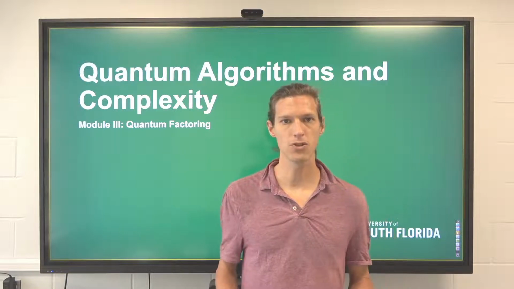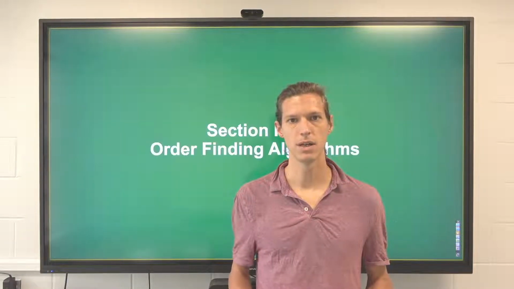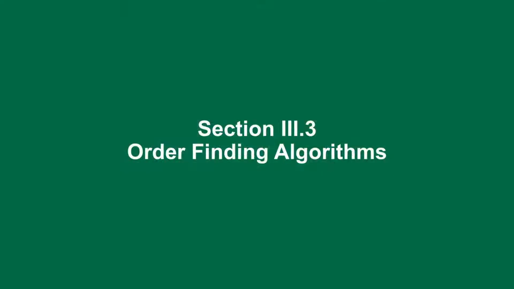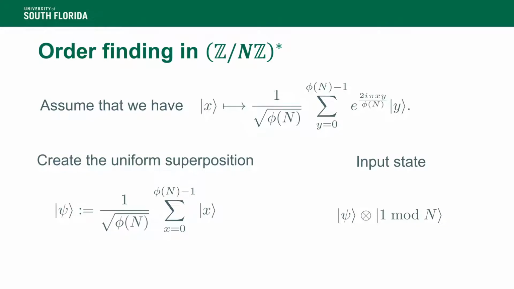Welcome to our third module, which is dedicated to quantum factoring. In this lecture, we will discuss the problem of quantum order finding, and in particular, we will show how Shor's algorithm allows us to compute the order of an element mod n. We assume that we have a function that realizes the QFT modulo phi of n.